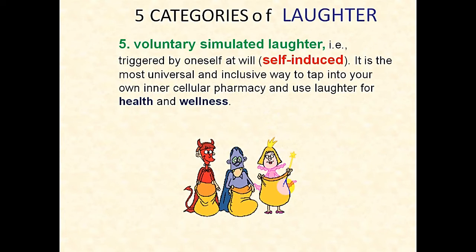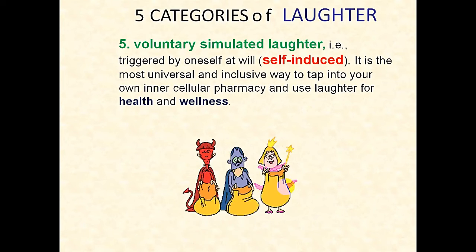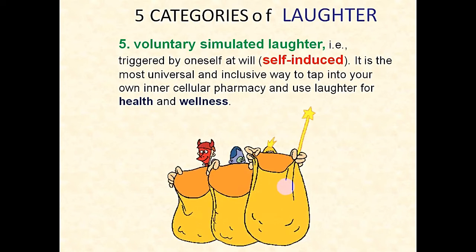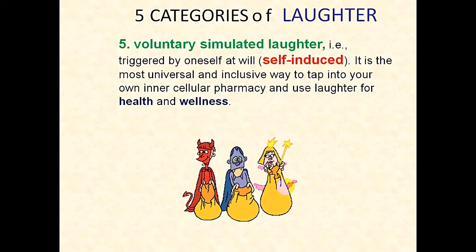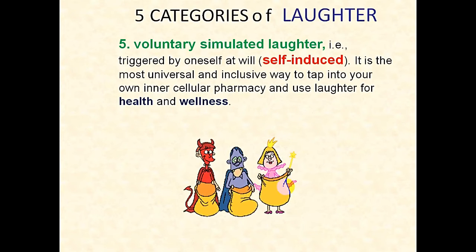Voluntary stimulated laughter is triggered by oneself at wit, self-induced. It is the most universal and inclusive way to tap into your own inner cellular primacy and use laughter for health and wellness.